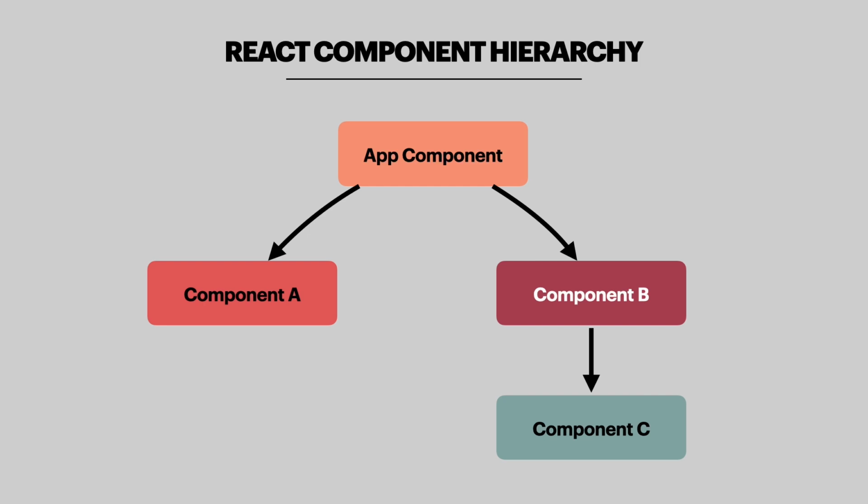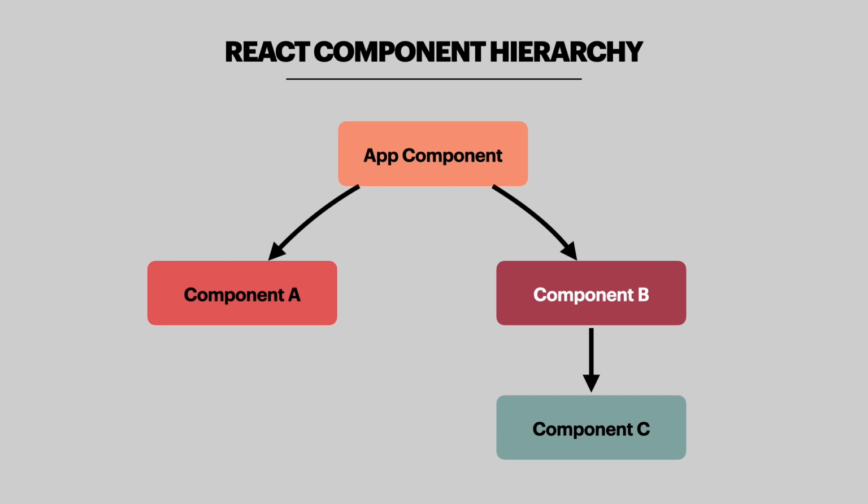And in this React component hierarchy, we want to maintain user information of the currently logged in user. So for example, component C needs to know who the currently logged in user is to display some information that might be relevant to that user. But in this situation, the user information is stored in the app component, and component C needs to find a way to get that information from the app component.